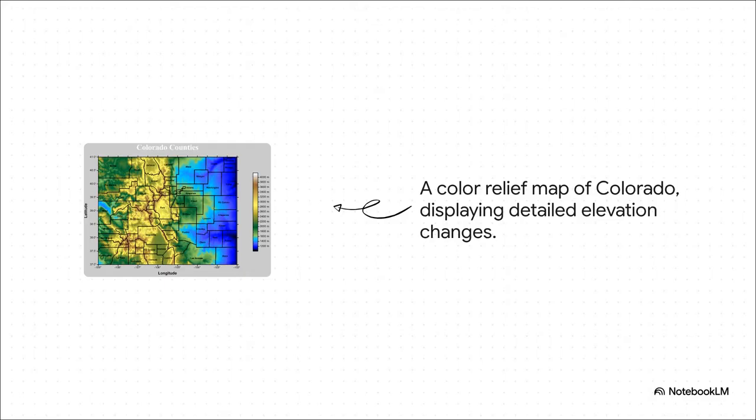And this is what it's all about. This is the end result. What you're looking at is a color relief map of Colorado, all made in SURFER. It takes thousands of individual data points and transforms them into this clear, powerful, and honestly, beautiful story about the landscape. It really shows you what's possible.